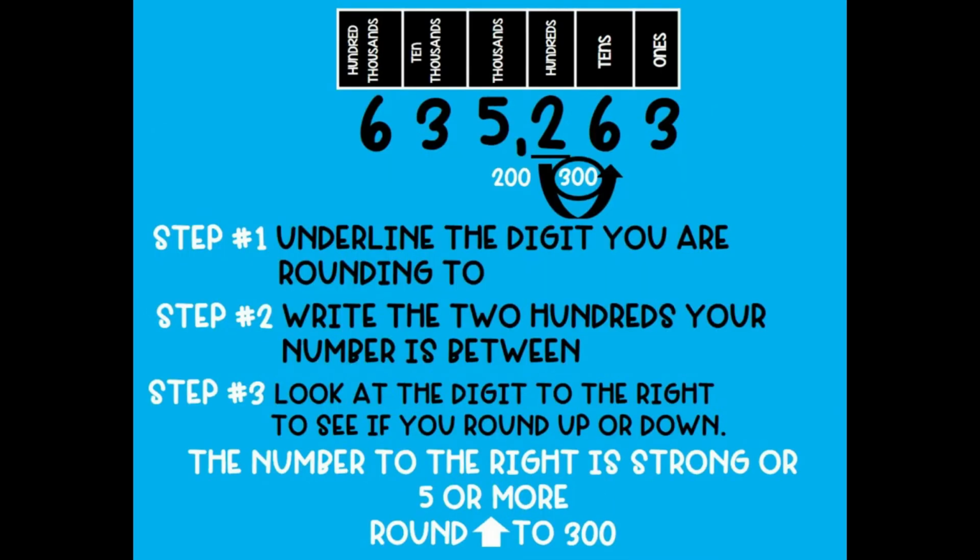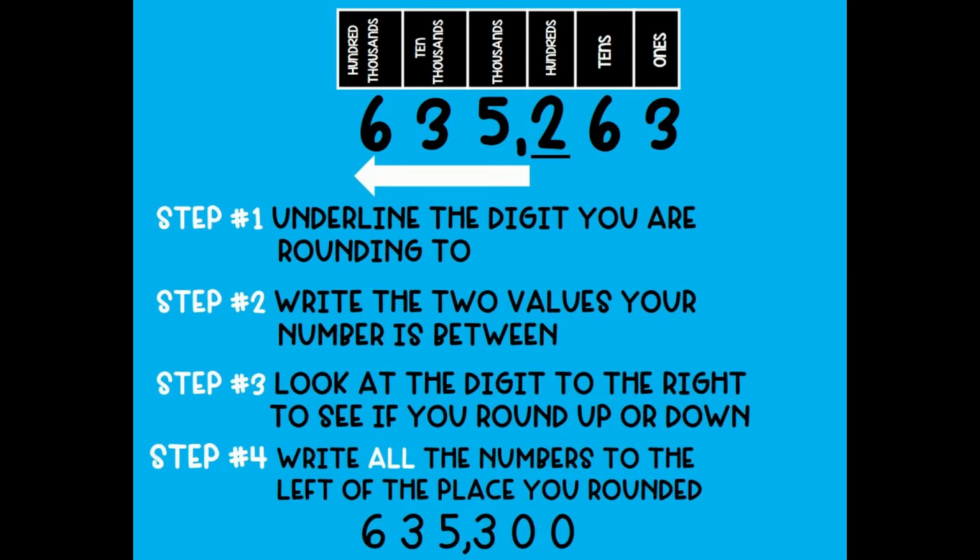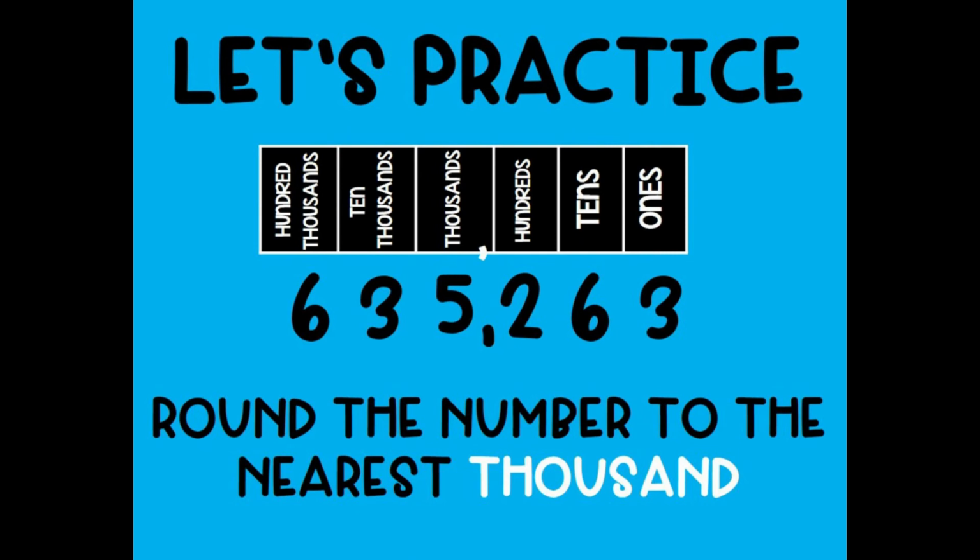The digit to the right is 6. It is strong or 5 or greater, so we are going to round up to the next 100, which is 300. Don't forget the last step. We write all the numbers to the left of the place you rounded. The answer is 635,300.